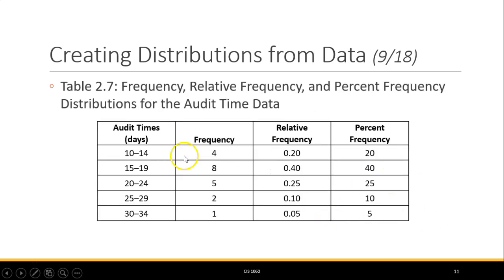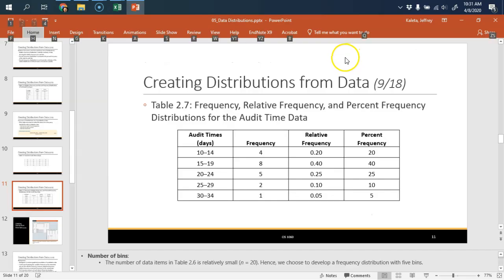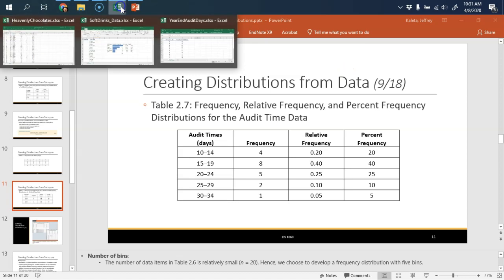All right, so we're going to create some bins. Here is an arbitrary bin that we're looking at. We want to figure out the frequency, relative frequency, and the percent frequency. So what does this look like in Excel? So let's move over to Excel and let's take a look at this.